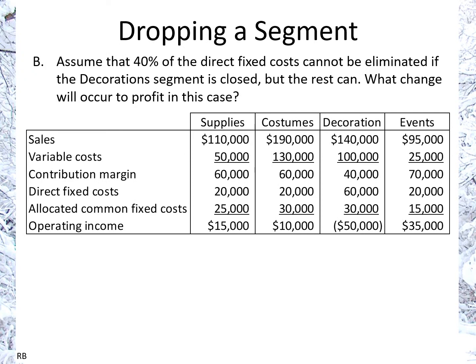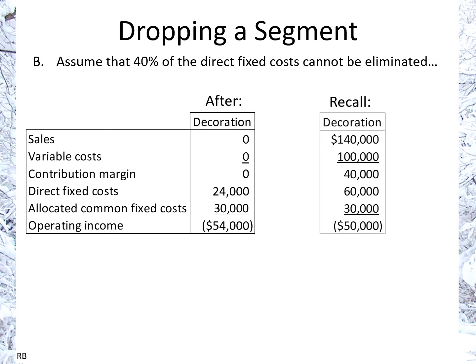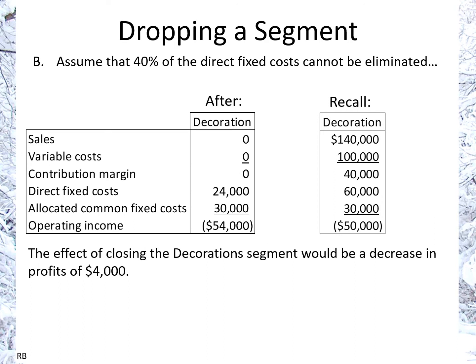Now let's try this one. Assume that 40% of the direct fixed cost cannot be eliminated if the decoration segment is closed, but the rest can. What change will occur to the profit in this case? Well, again, let's focus on the decorations. Here, again, the sales, the variable cost, and therefore the contribution margin go down to zero. But now we're going to be stuck with 40% of the direct fixed cost. So 40% of the 60,000, that's 24,000, yielding us an operating income of minus 54,000. Again, if you recall, we were at minus 50,000. So the effect of closing the decoration segment would be a decrease in profits of 4,000.